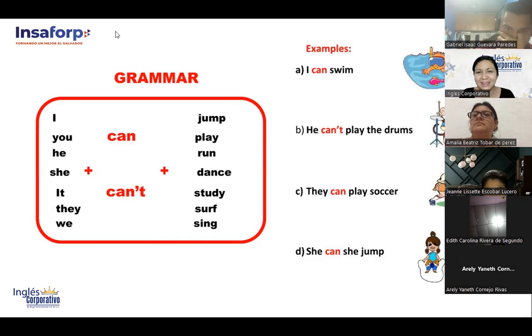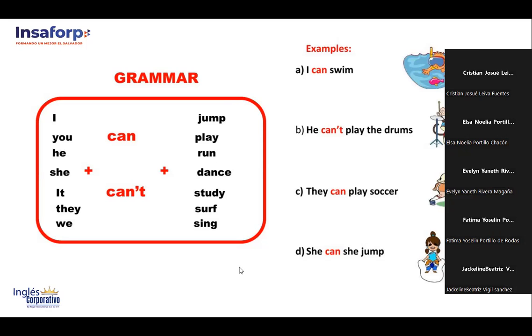Christian can play video games. Adolfo can cook tortilla soup, but he can't cook tamales. I can teach you how to make tamales. I can make tortilla soup too. I can dance, but I can't sing. Really, Arely? We want to see you dancing, Arely.